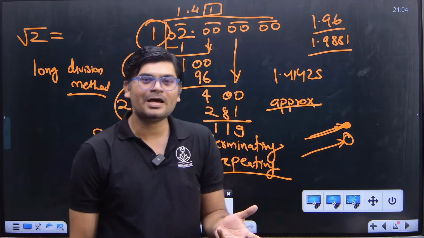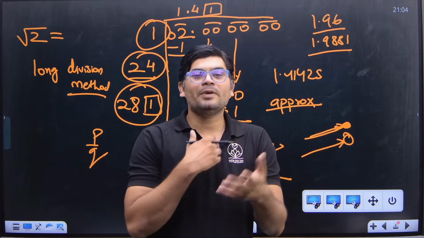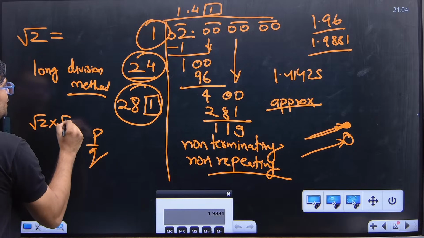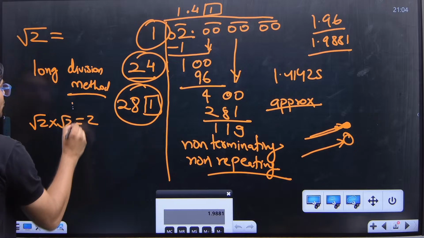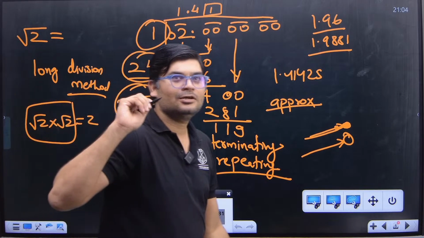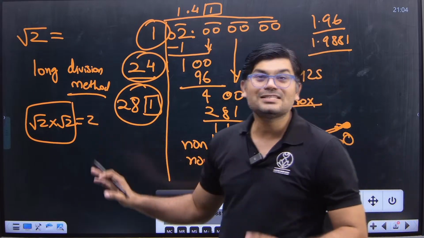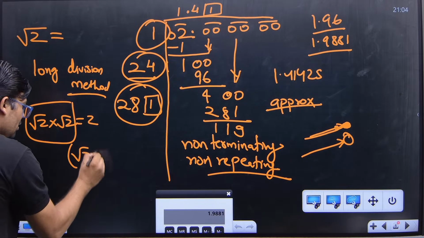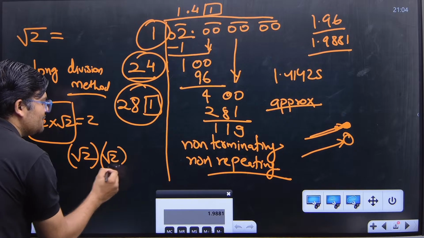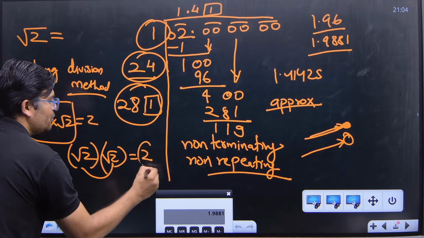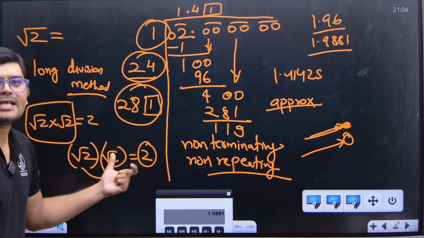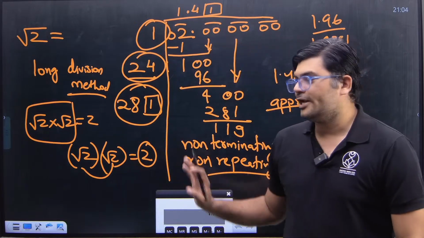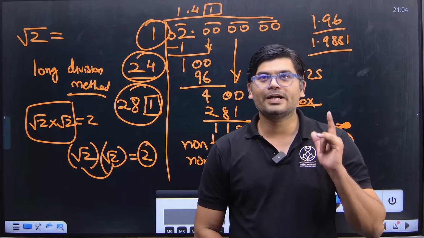You can never find a number which multiplied by itself gives root 2. But you can write it like this: root 2 into root 2 is 2. We don't know the value of root 2, but I can write it in short as under root 2. If a number is a root and it is multiplied by itself, the square and the square root get cancelled out, so you will get 2. But we can't find the value of root 2. Are you getting it? Yes, sir.